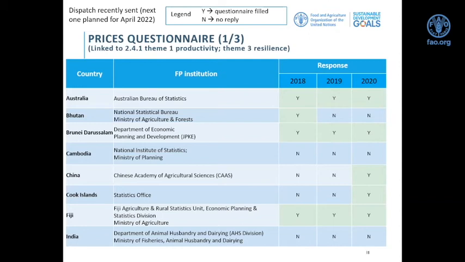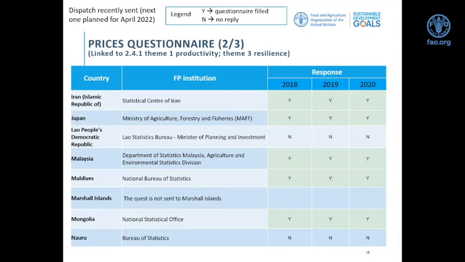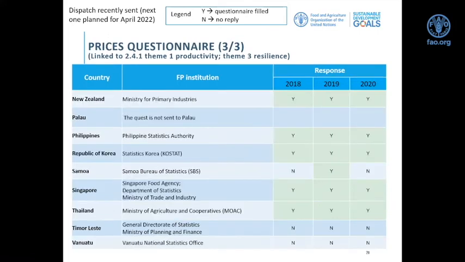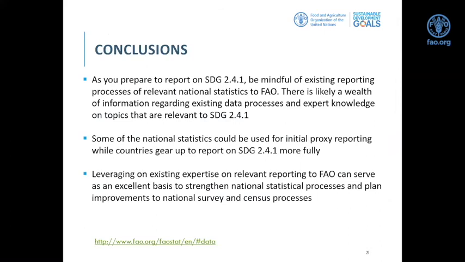So for the prices questionnaire, we would like to thank Australia and Brunei Darussalam that have reported for all three of the last reporting years, Bhutan for 2018, China, Cook Islands, and Fiji for 2020, and Fiji also for earlier reporting years, as well as Iran, Japan, Malaysia, Maldives, Mongolia, New Zealand, Philippines, Republic of Korea, Singapore, and Thailand, with Samoa also providing data in 2019.